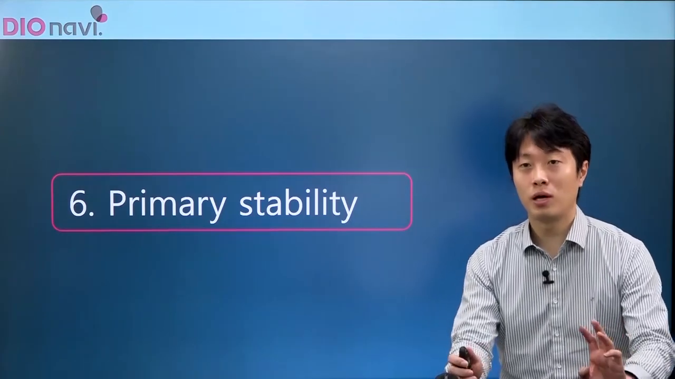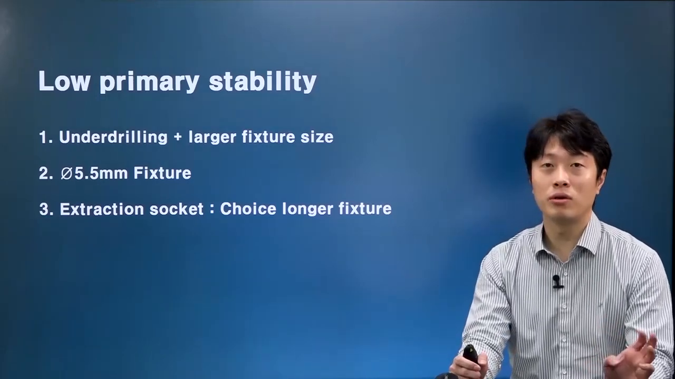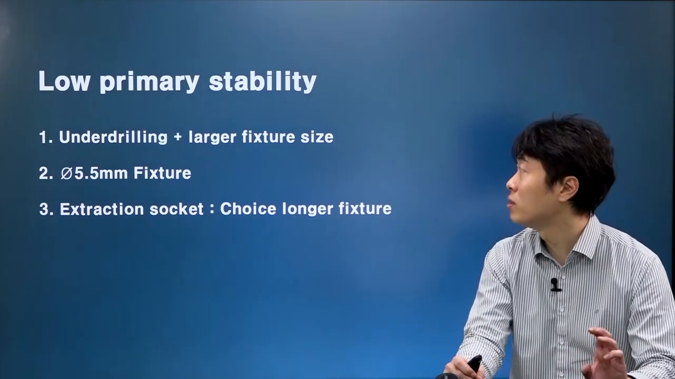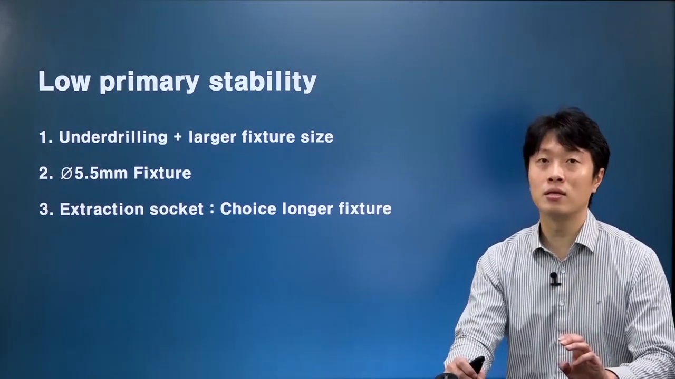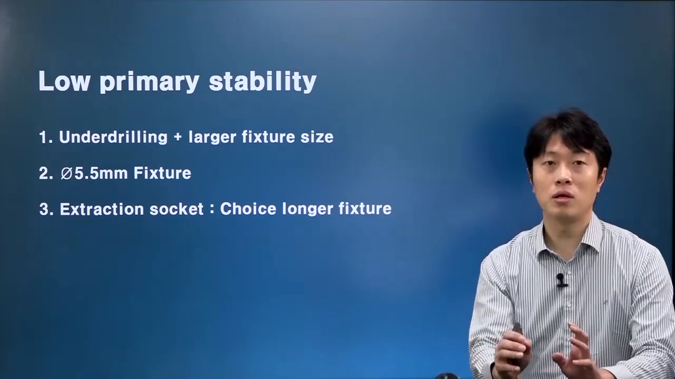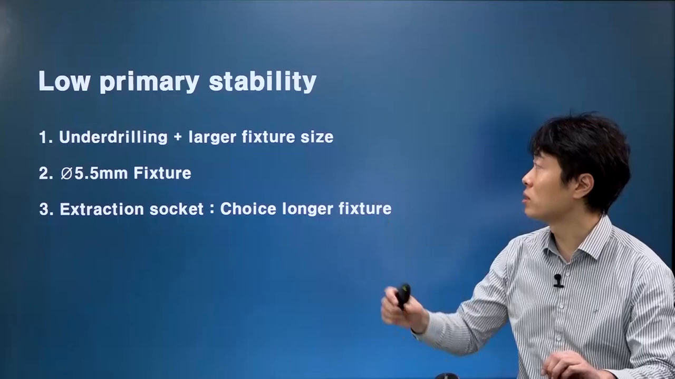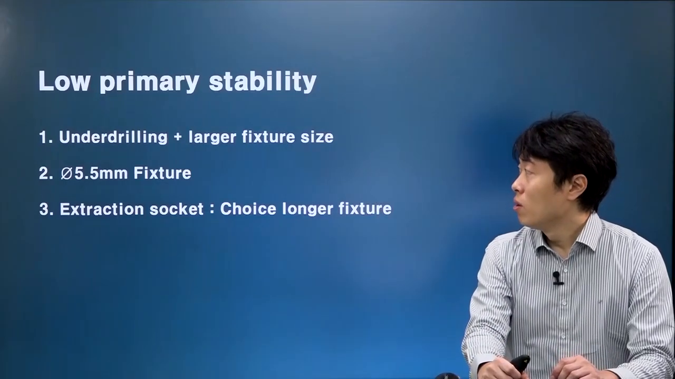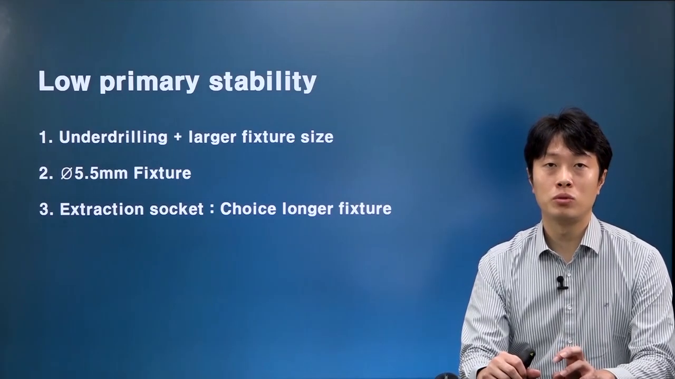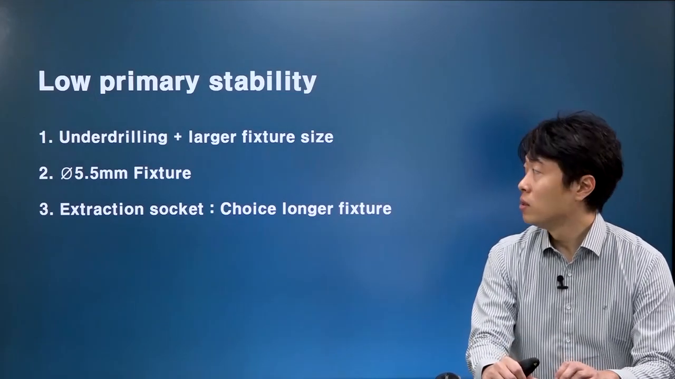Next, let's see the initial fixation and primary stability. Since it is closely associated with fixture failure, the initial fixation is crucial. When it feels that the initial fixation is not good, it is a good idea to underdrill, as I mentioned earlier. If the initial fixation of the fixture is not good, even with underdrilling, I recommend placing a fixture of a larger size. When you have a contract for a 5.0 implant, but you decide that a 5.5 fixture is needed because the initial fixation is not good, you have to use several different methods.